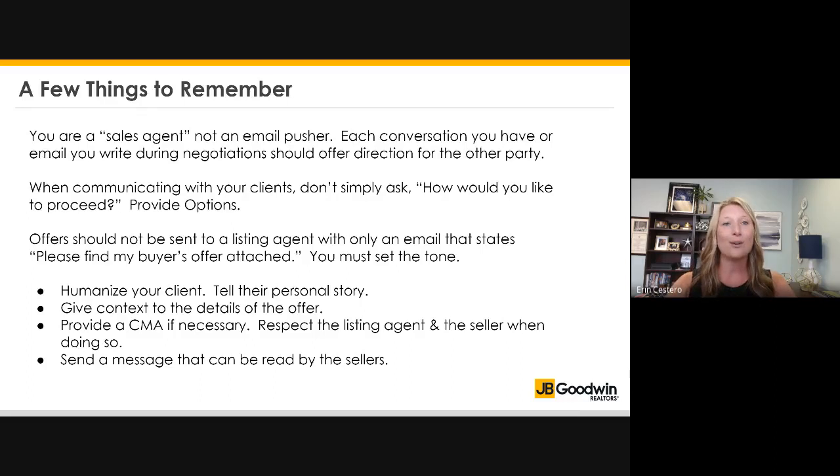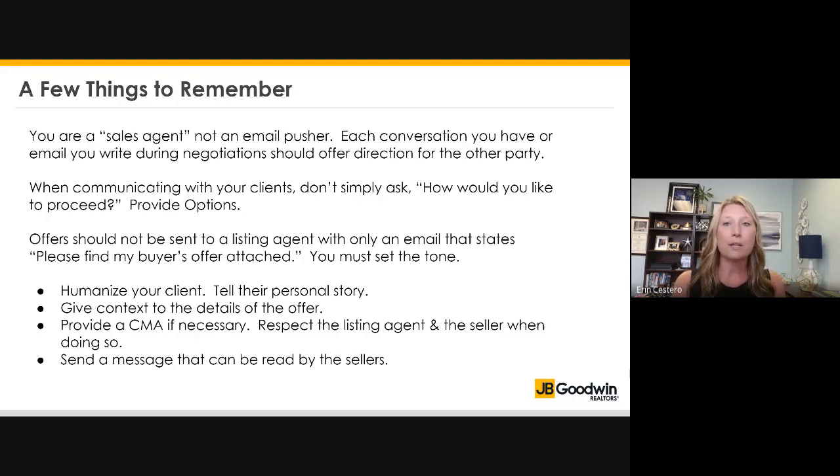Point out that you guys feel confident this is the home for your clients, so we're only asking for a 5-day option period, or we're completely waiving the appraisal requirement. So point out those details in that email. Provide a CMA if necessary. Respect the listing agent and the seller when doing so.